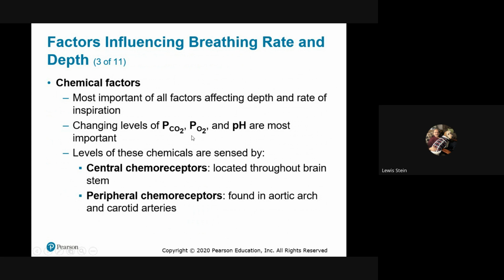The least important of the three of these is PO2. We saw that S curve, the hemoglobin dissociation curve. If you have to rely on partial pressure of oxygen to cause you to breathe, you are in big trouble. It's all about CO2 and pH, and they are interlinked.